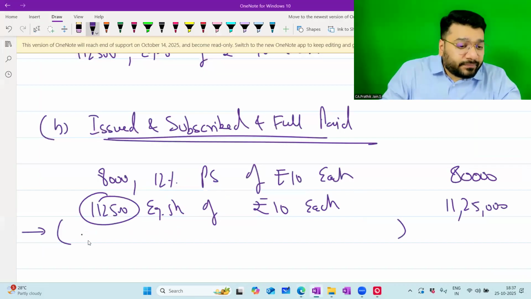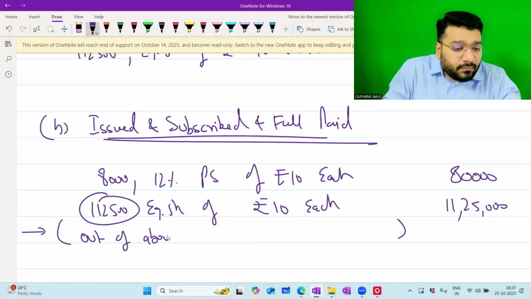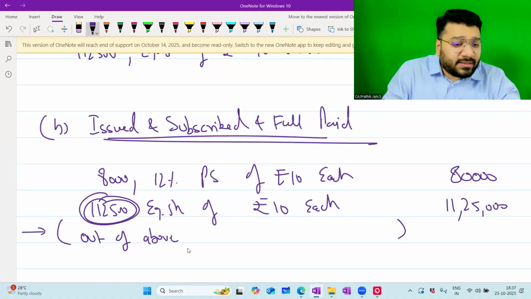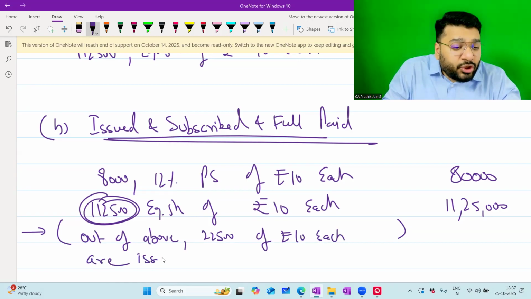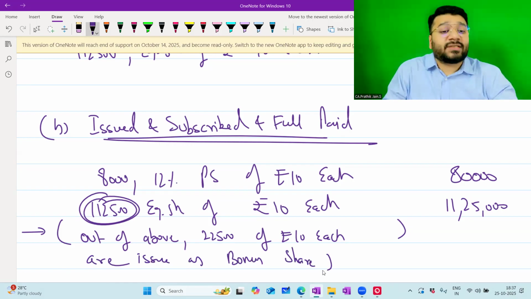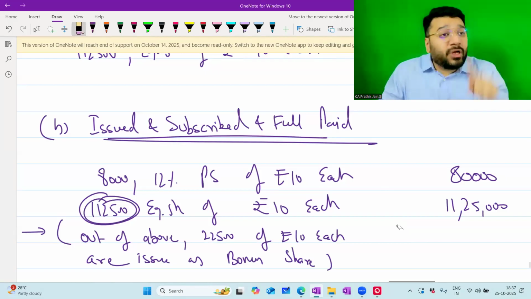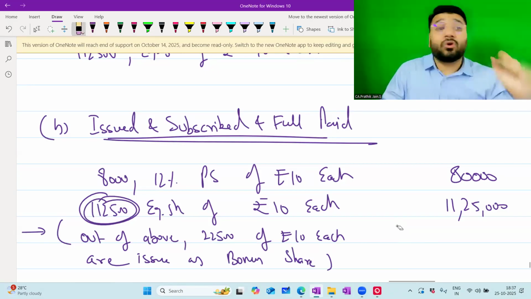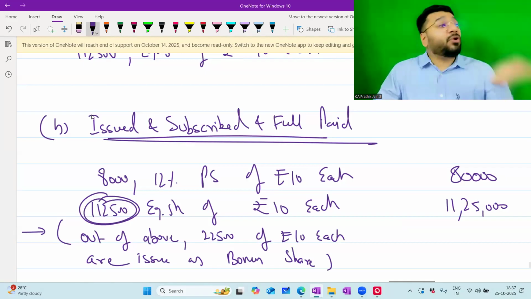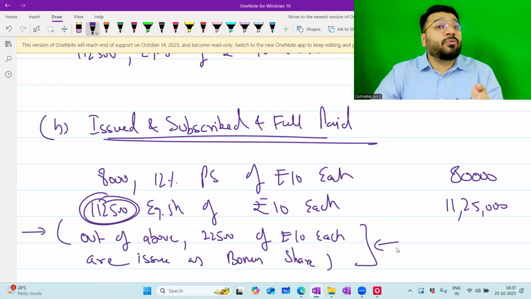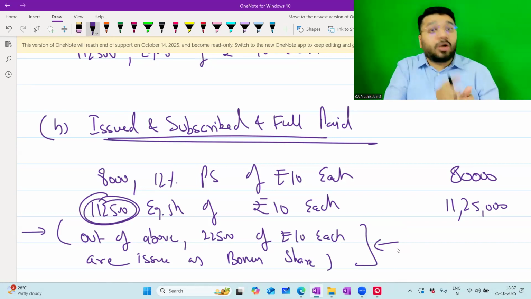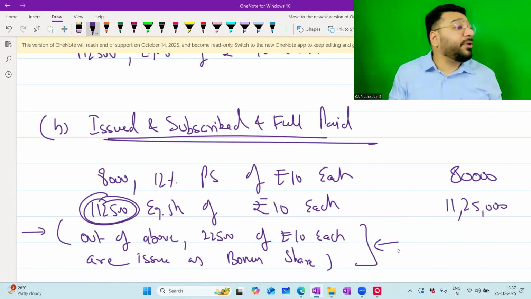But what will you write here? Out of above means out of this 1,12,500 shares, 2,200 shares of rupees 10 each are issued as bonus shares, so that the person reading the financial statement will understand how much is bonus shares and how much is other than bonus shares. Okay? In Inter, when you come, I will give you more information about this, such as for how many years this disclosure has to be given, one year or more than one year. All that extra detail will come in your Intermediate.